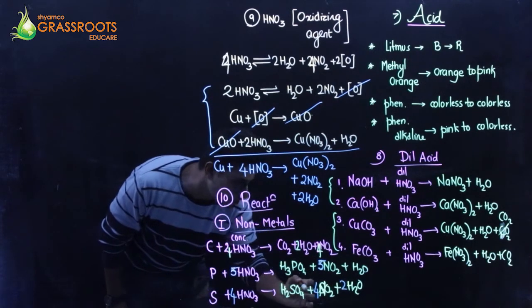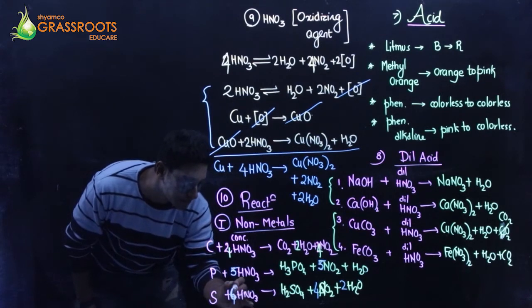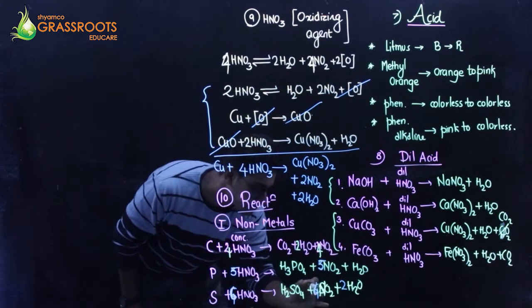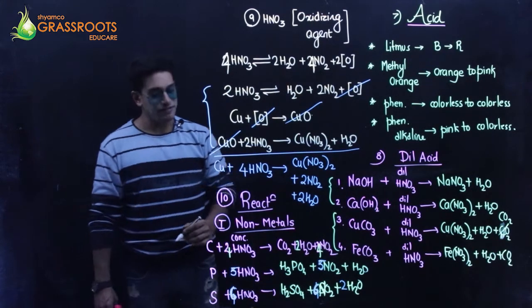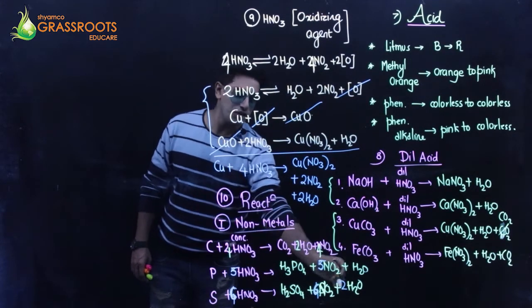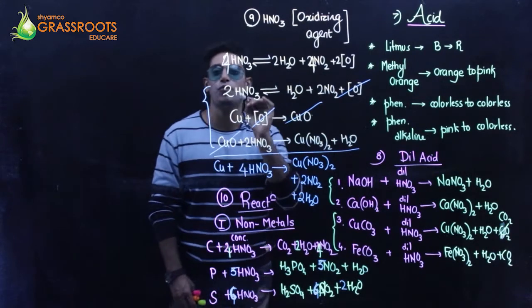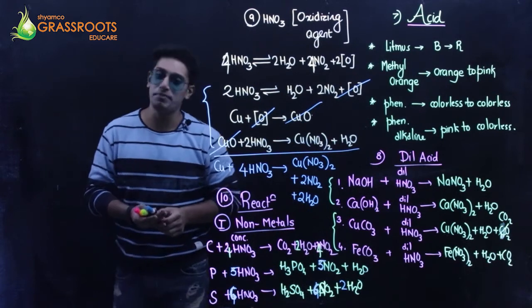Hydrogen becomes 4 and 2, 6. Change it to 6. 6 nitrogen, change this to 6. Left out is oxygen, 18, and out here 2 plus 12 plus 4, 12 plus 2, 14 plus 4, 18. That's it. So these are the reactions with non-metals.